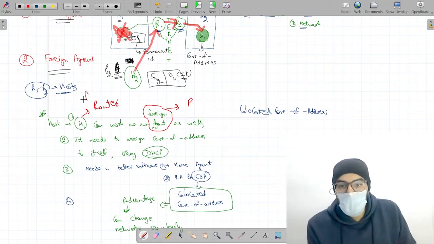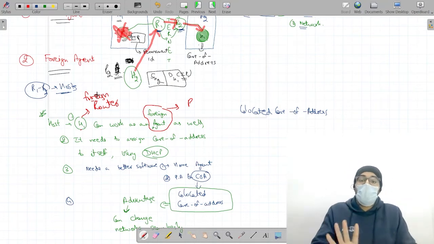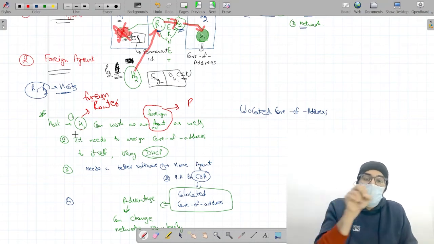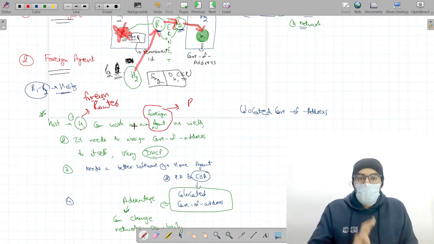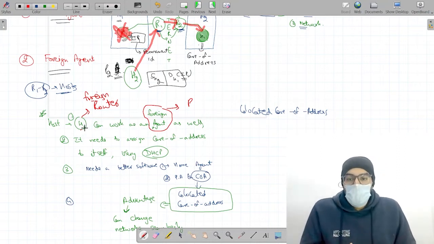Acts as a router, a foreign router. I am using this term as foreign router, although there is no particular term as foreign router. What I want to say is, when the host H1 is entering the new network, it is going to act as a foreign agent as well. Now there are things that this host H1 should have to act as a foreign agent.